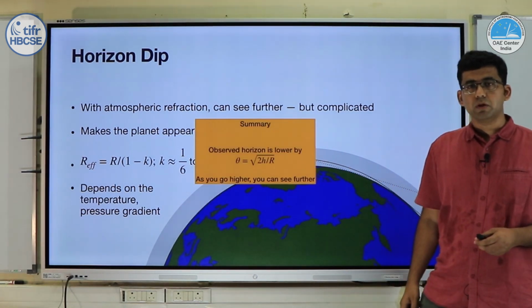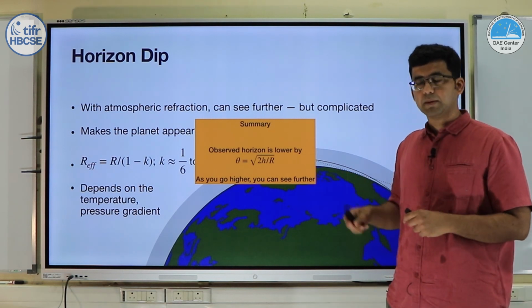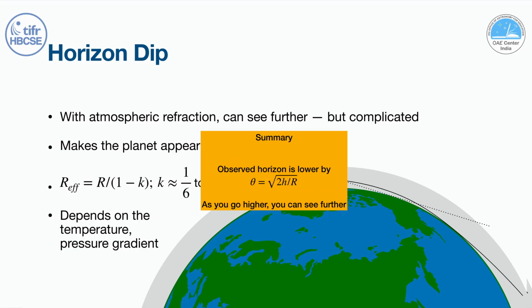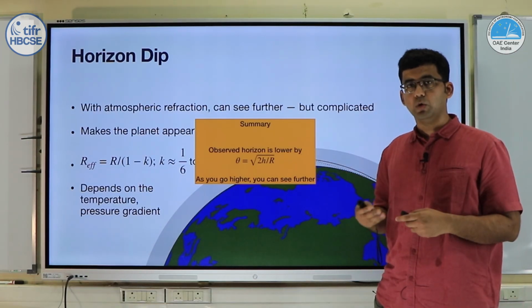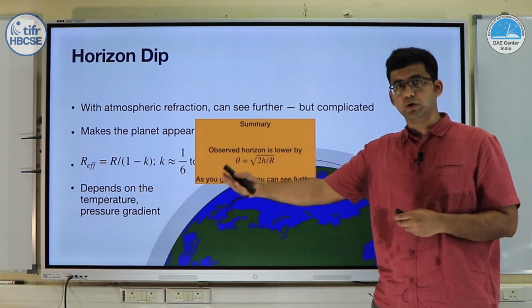So, in summary, the observed horizon is lower than the mathematical horizon by this angle theta is equal to square root of 2h by r. As you go higher in height, your observed horizon will become further and further lower than the mathematical horizon, and you will be able to see further.